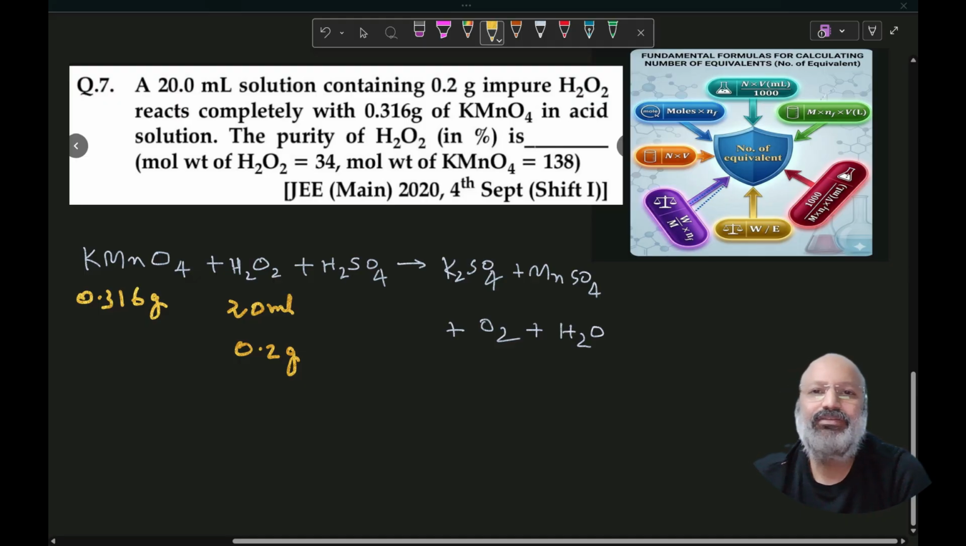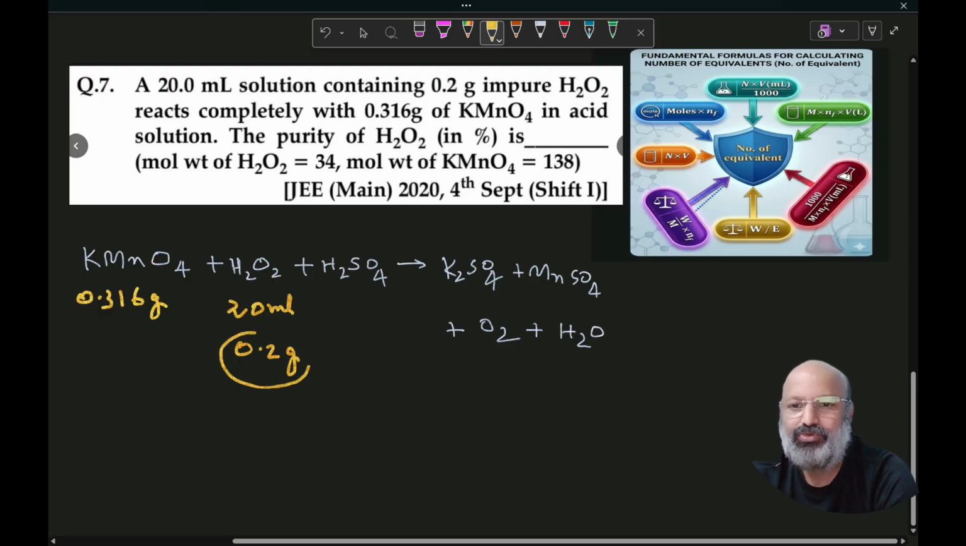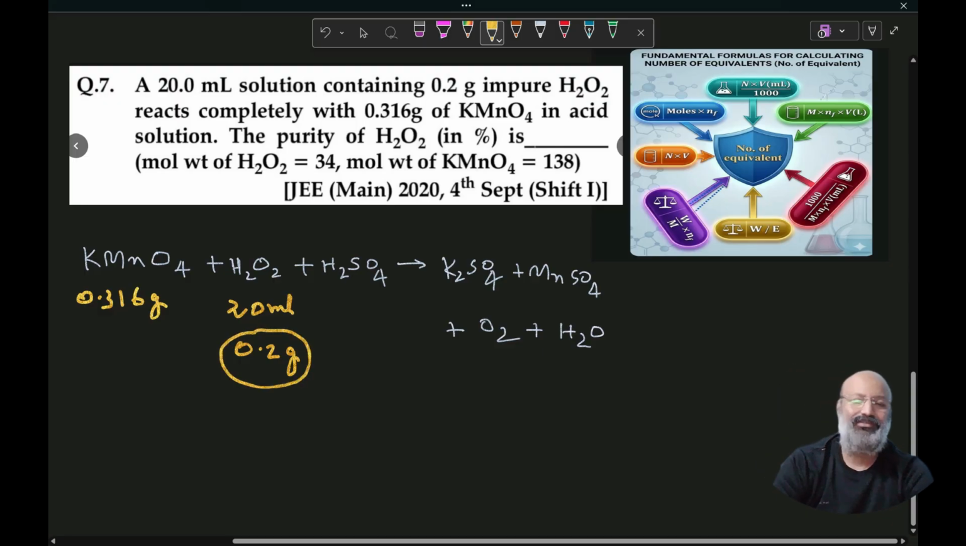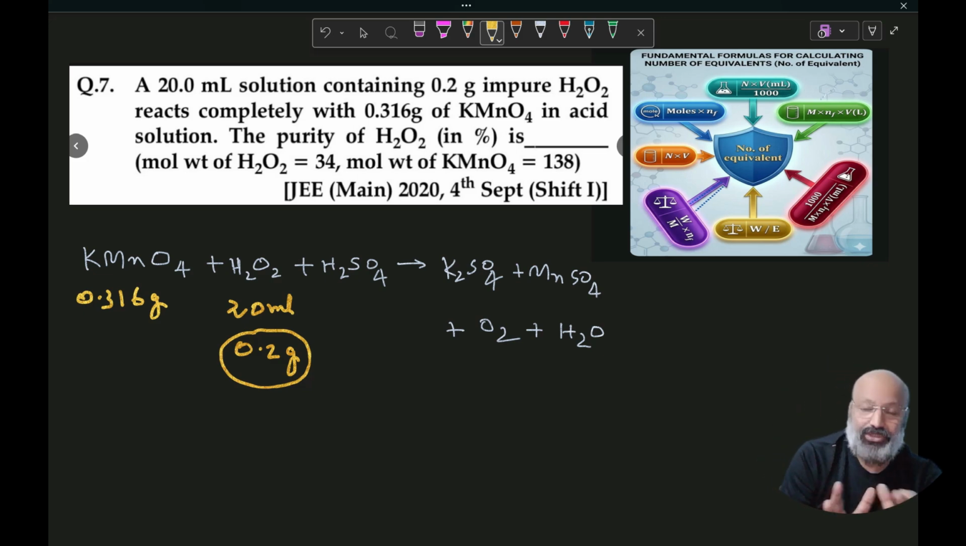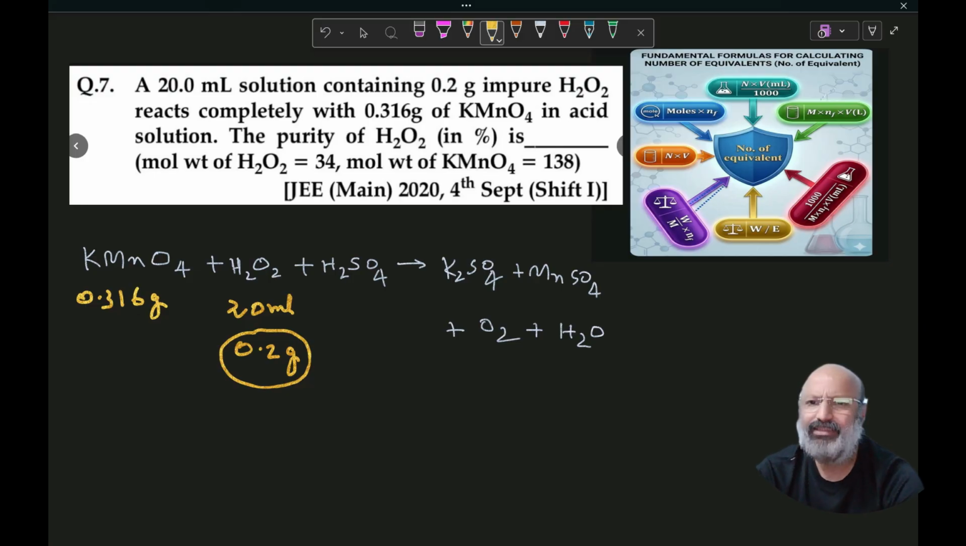So in this case, we need to basically find out the actual amount of H2O2. Remember, this much H2O2 is an impure substance. So we need to calculate what is the pure H2O2 required for this kind of reaction. So for that reason, let's equate both KMnO4 and H2O2 in terms of their number of equivalents. As you know, the number of equivalents of KMnO4 must be equal to the number of equivalents of H2O2. Let's write it down.